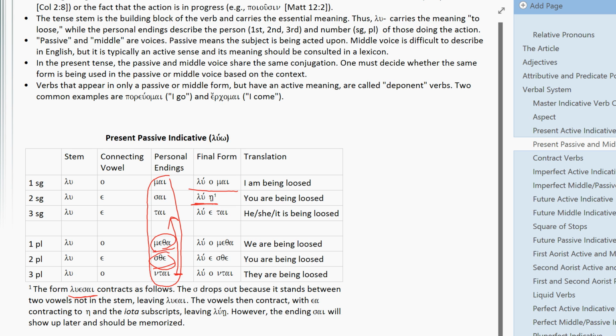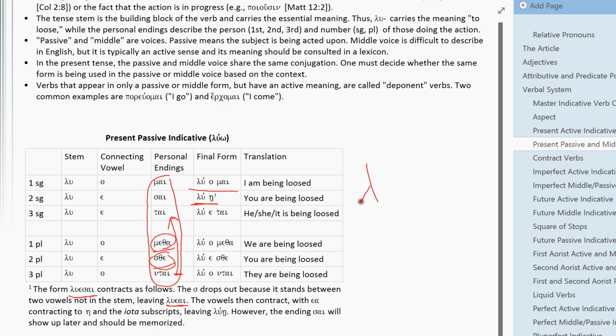Because the sigma is between an epsilon and an alpha, or rather a whole diphthong there, the I, because it's between two vowels and it's been added as part of the ending, it's going to drop out. So when it drops out, you're left with luei, which is just unpronounceable and unacceptable. So the vowels are all going to contract, with ea contracting to eta, with the iota subscript.